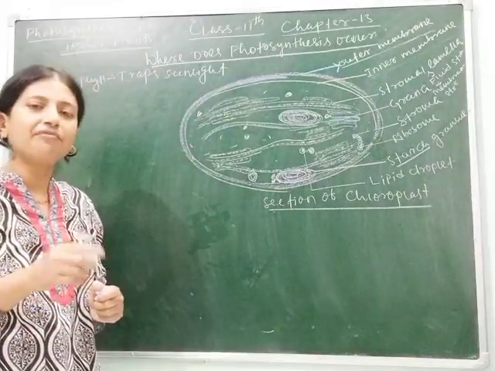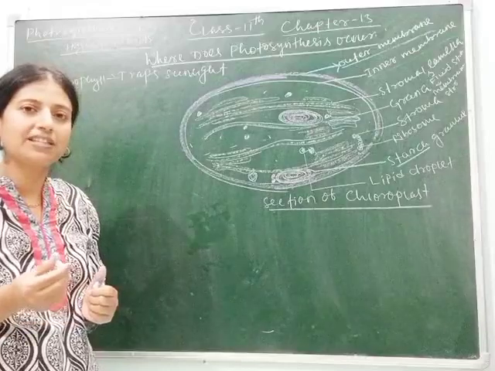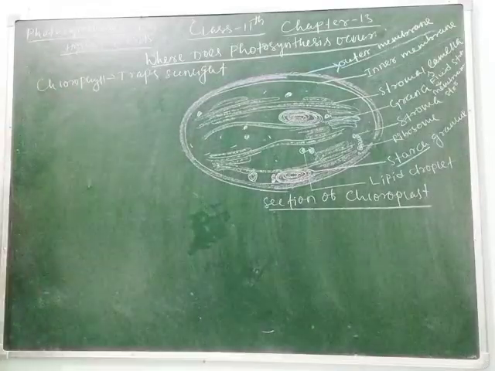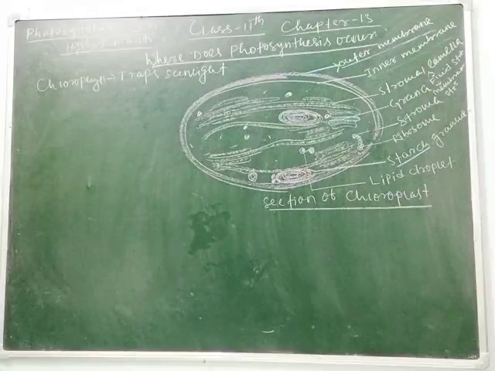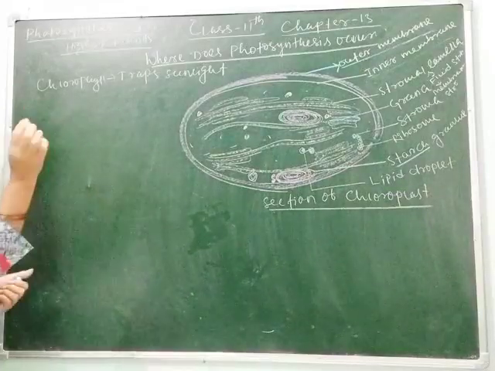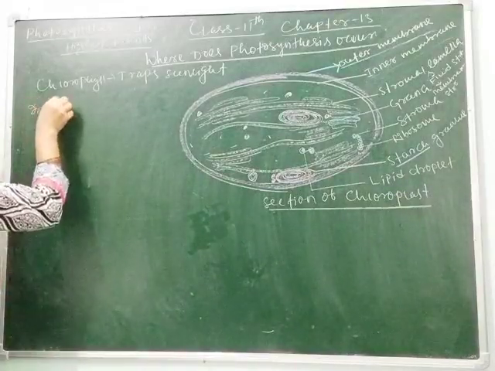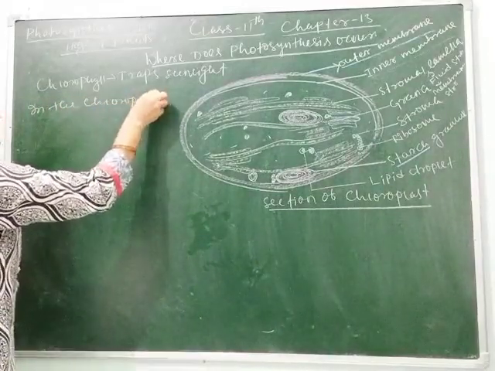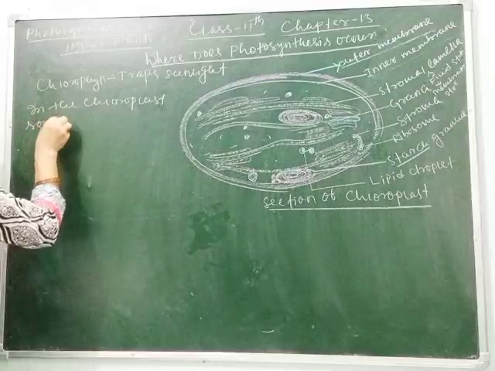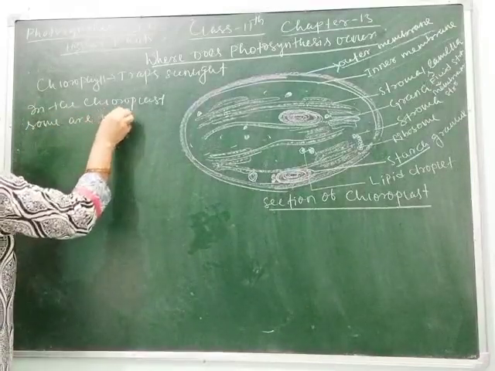Then what processes take place inside the leaf during photosynthesis? If we study, we know that in the chloroplast some are membrane bound structures.